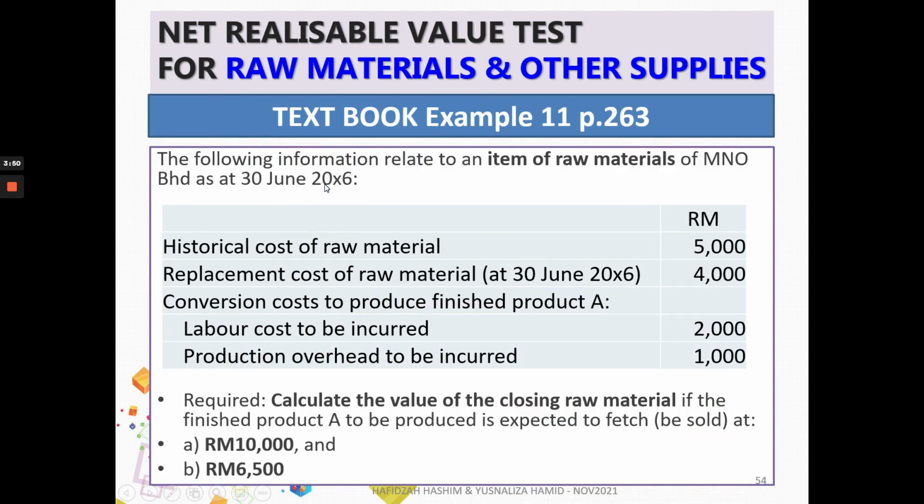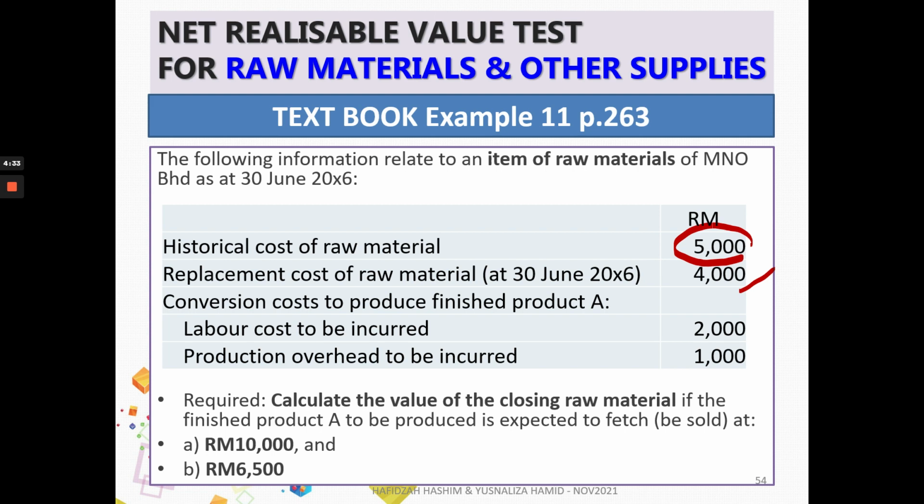So let's look at this example to illustrate the net realizable value test for raw materials and other supplies. This is information related to MN Oberheide as at 30th June 2006. Take the textbook, at page 263. Go and check your textbook. The historical cost of the raw material is 5,000. And the replacement cost of the raw material, which is the best measure for the NRV test of raw materials and supplies, is 4,000.